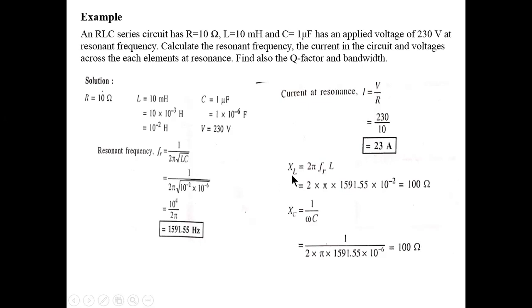XL, inductive reactance, is equal to 2 pi Fr into L due to resonance. So we get XL equal to 100 ohm. XC, capacitive reactance, is given by 1 upon omega C, which is equal to 1 upon 2 pi FrC. So XC is equal to 100 ohm. As we know, during resonance XL becomes equal to XC, so we are getting the same value of 100 ohm.